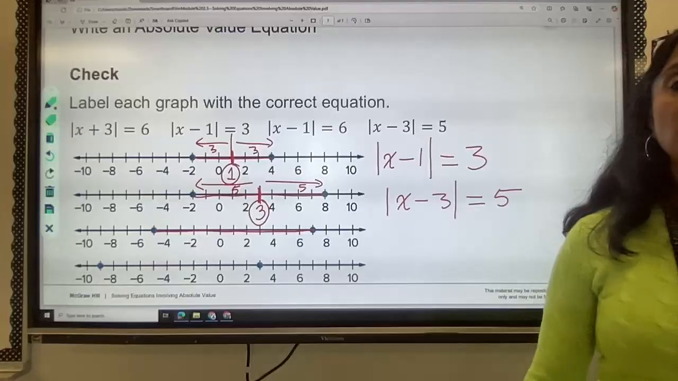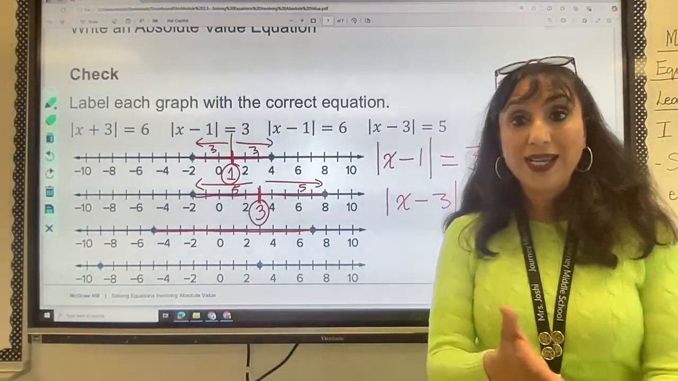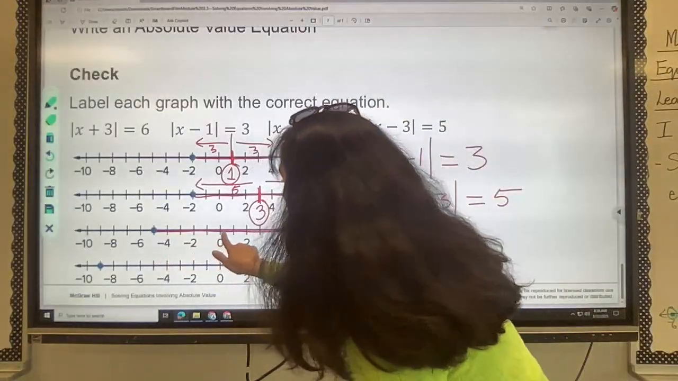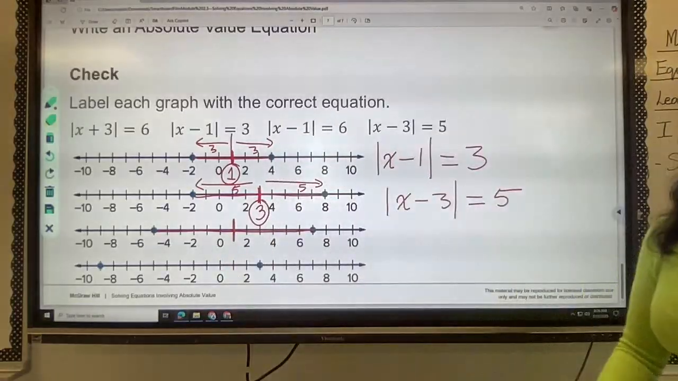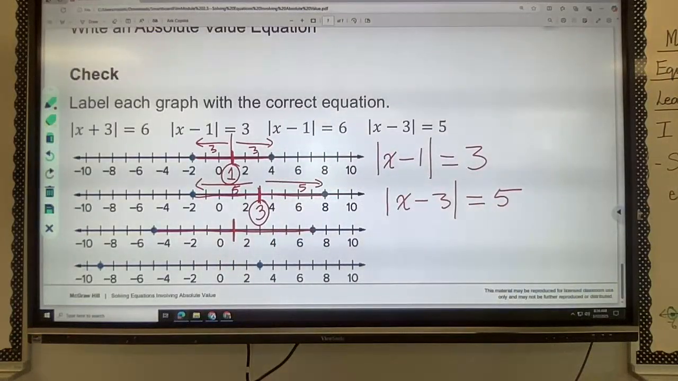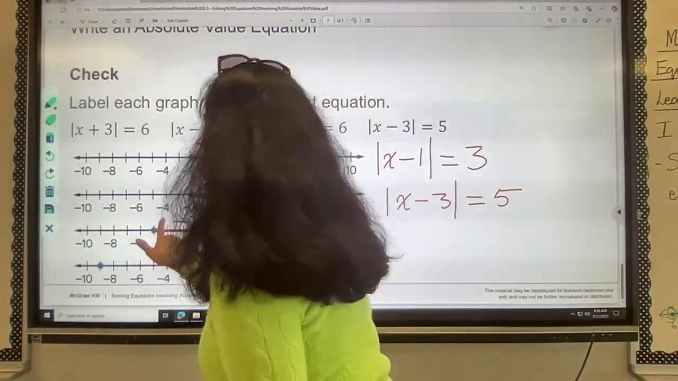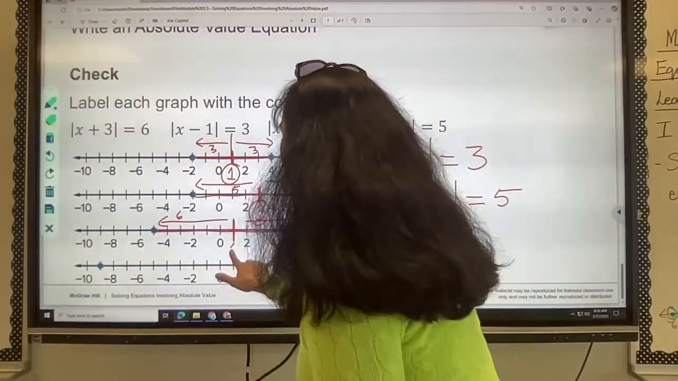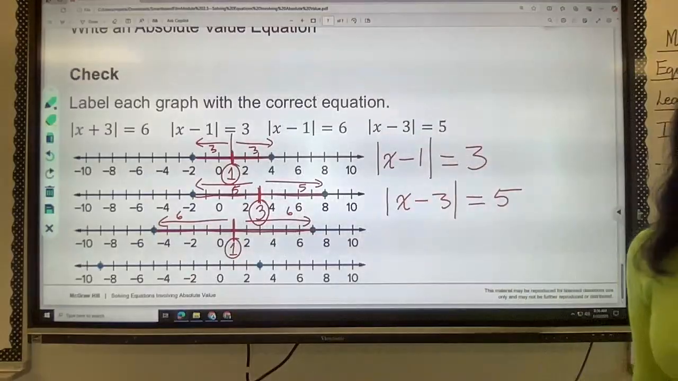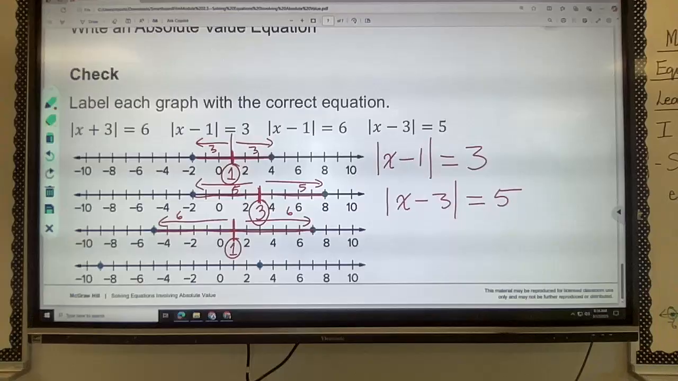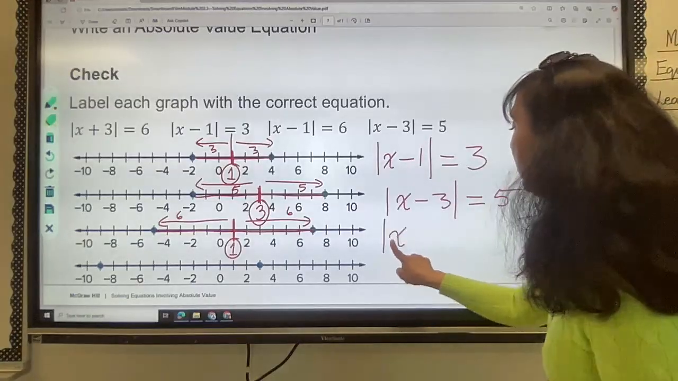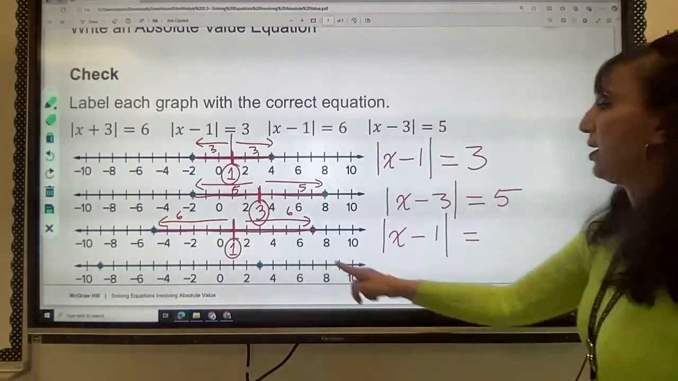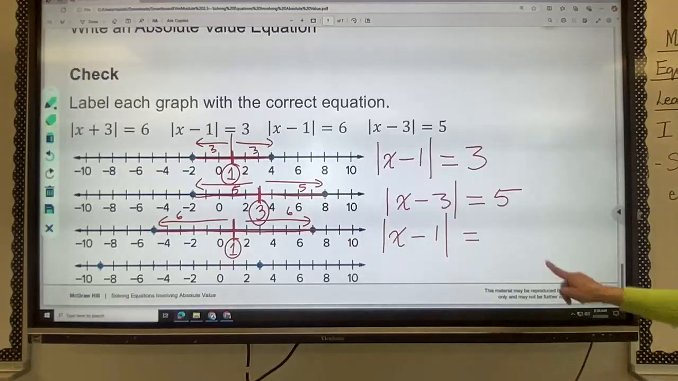Right? So if it's 12, let's look at what is the midpoint. Okay, so 1, 2, 3, 4, 5, 6. Because half of 12 is what? It is 6. So I have 6 units this side and I have 6 units this side and my midpoint is 1. So if I'm writing out an equation, I would write absolute value of x minus 1 is equal to, what is my distance? It is 6.